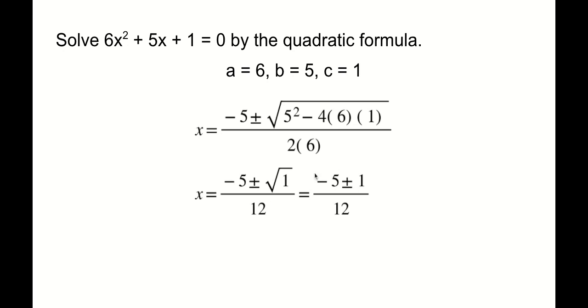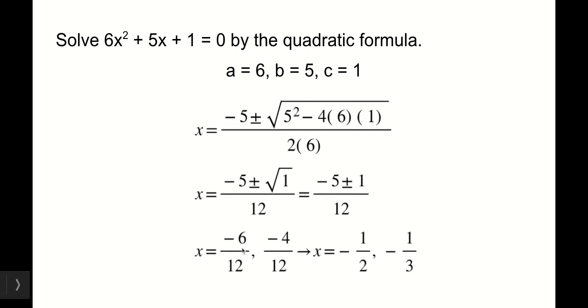And then I did the square root of 1 is just 1. Okay, and so now I'm not going to break this up into negative 5 over 12 plus or minus 1 over 12. I'm going to do it all together. I'm going to do negative 5 minus 1 over 12 and negative 5 plus 1 over 12. So it's just a second way to do it, right?